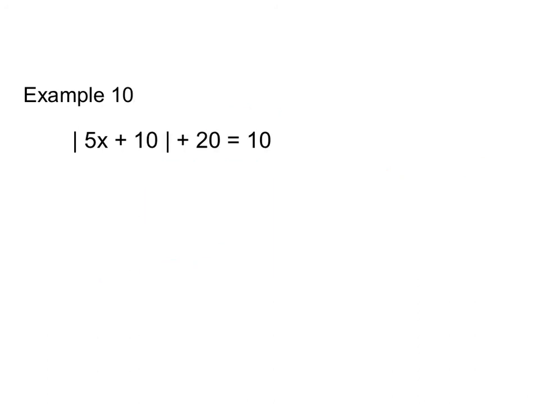All right, let's look at example number 10. First step is to look at it and say, okay, I need to isolate the absolute value by itself. Is there anything outside of the absolute value that needs to move? Yes, that's 20. Okay, so it's a positive 20. So I want to subtract off 20 from both sides of the equation.